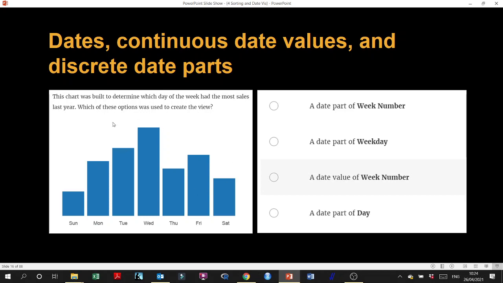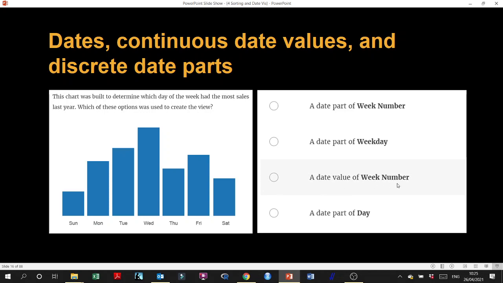So as you can see, this chart is built to determine which day of the week had the most sales last year. Which of these options was used to create the view? This is a very important question, guys. Was it the date part of week number? There's no week number, no. A date part of weekday? Is it the day part? Yeah, it's weekday, okay. Let's see the other options.